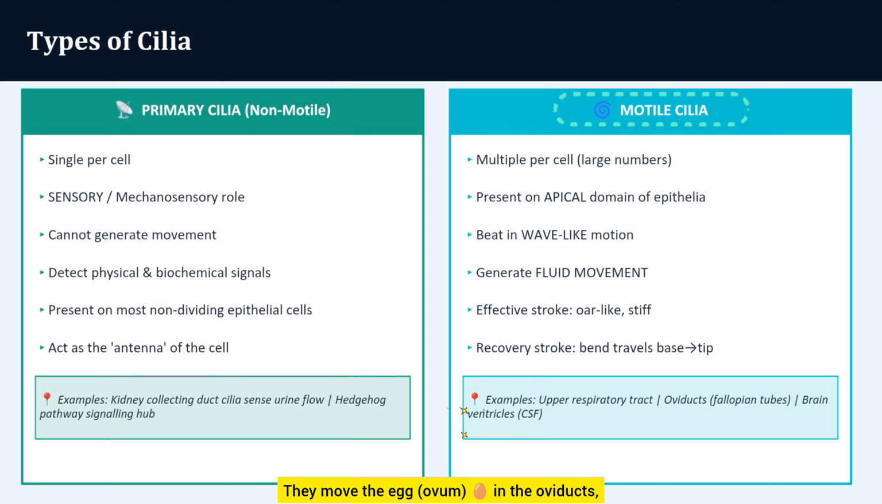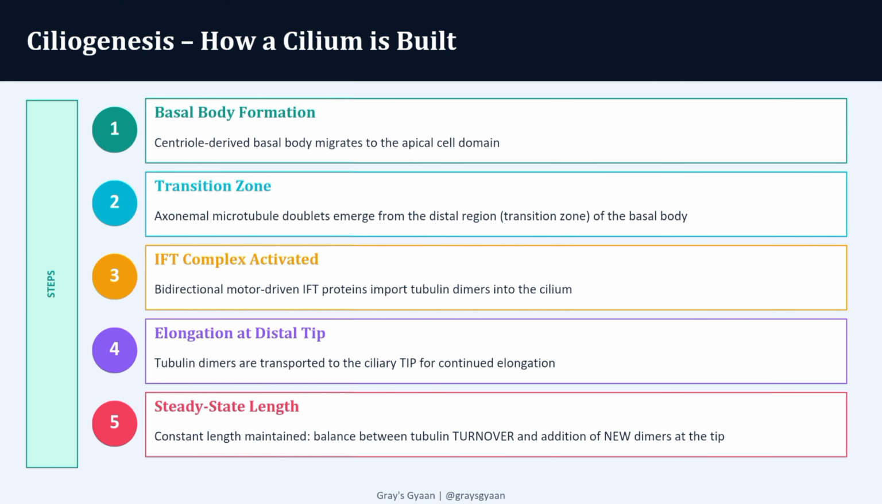They move the egg in the oviducts, that is the fallopian tubes. They circulate cerebrospinal fluid in the brain ventricles. Now let us understand ciliogenesis, that is, how a cilium is actually built.